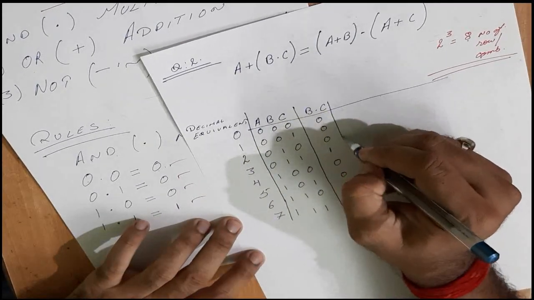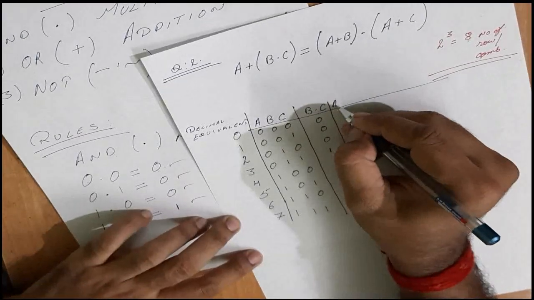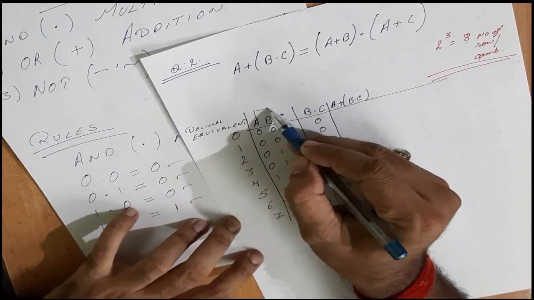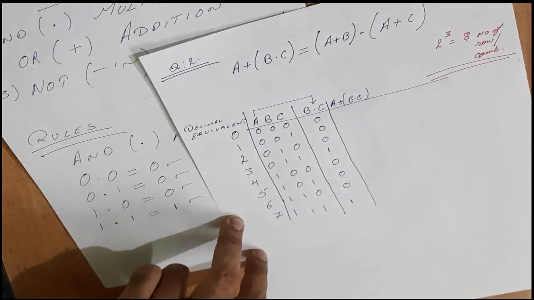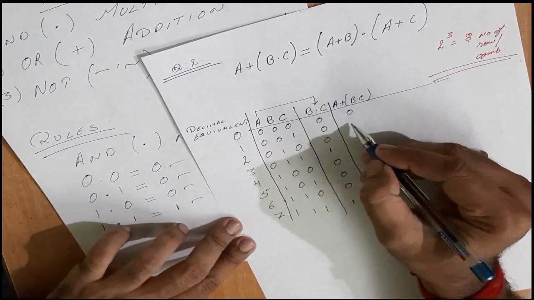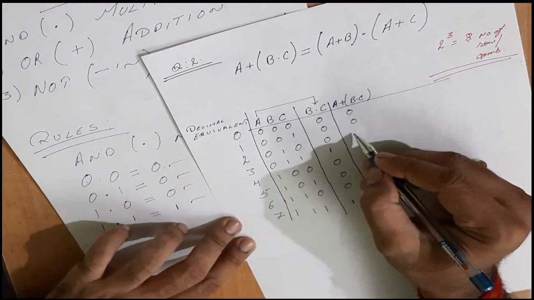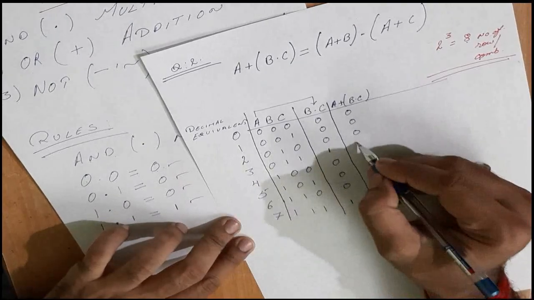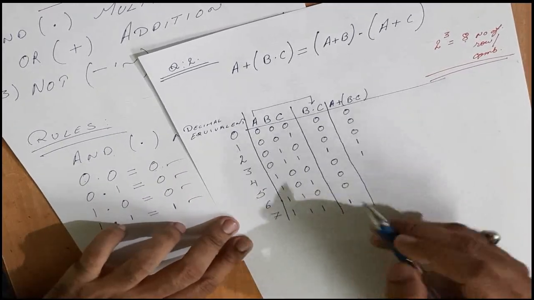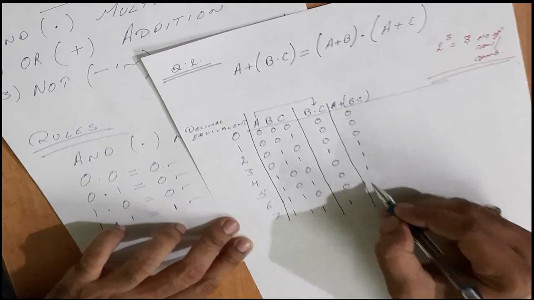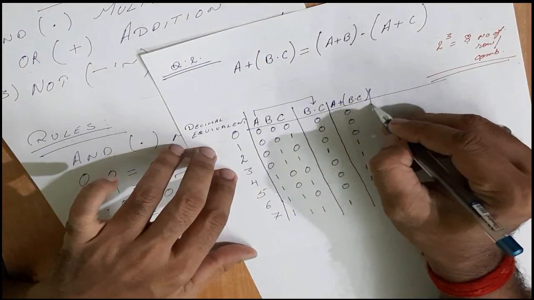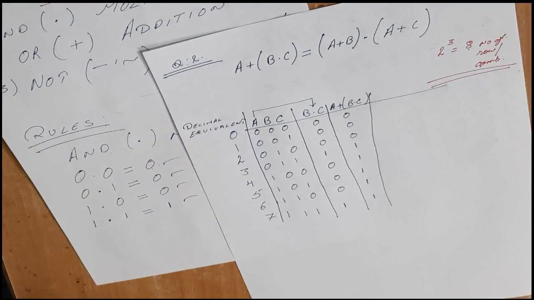So we are through with the first. Second one, A plus B dot C. Okay, so that means I need to add A with this result B dot C. Let's add. 0 plus 0, the answer is 0. 0 plus 0, again 0. 0 plus 0, the answer will be 0. 0 plus 1, the answer will be 1. 1 plus 0, 1. 1 plus 0, again 1. 1 plus 0, it will be 1. 1 plus 1, the answer will be 1. Is it clear?